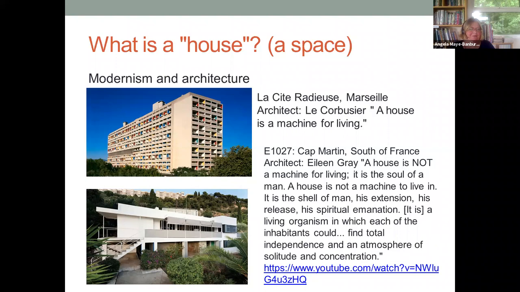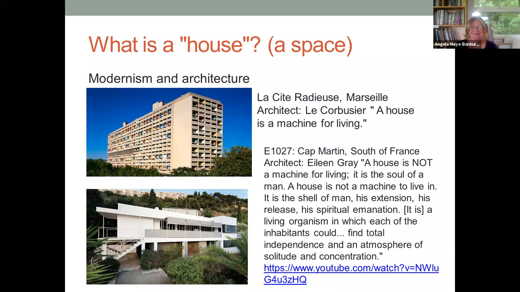I think this quote from Eileen Gray shows you the importance of this blurring of conceptual boundaries between space and place. Her house was called E1027, and there's a really intriguing story as to why she decided to call it that, and you might want to look that up. It's quite a captivating tale. But Eileen Gray said, "A house is not a machine for living. It is the soul of a man. It is not a machine to live in. It is the shell of man, his extension, his release, his spiritual emanation. It is a living organism in which each of the inhabitants could find total independence and an atmosphere of solitude and concentration." So she was challenging Le Corbusier.